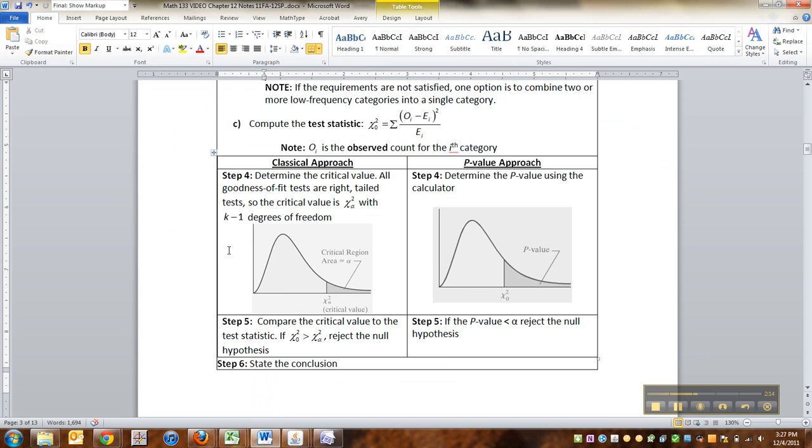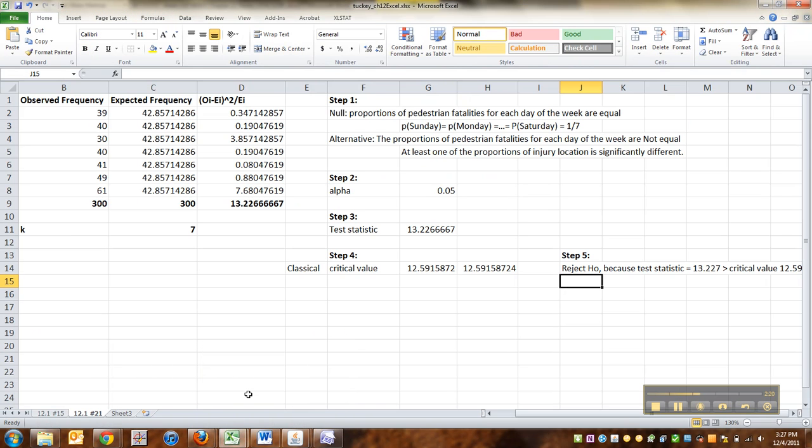So let me think about this again. So our critical value is 12.59, and then our test statistic is 13.2. So we're just barely past it. So we would reject the null hypothesis. Cool. All right, so let's do the p-value method.